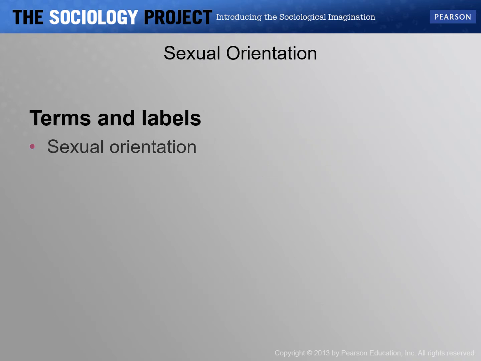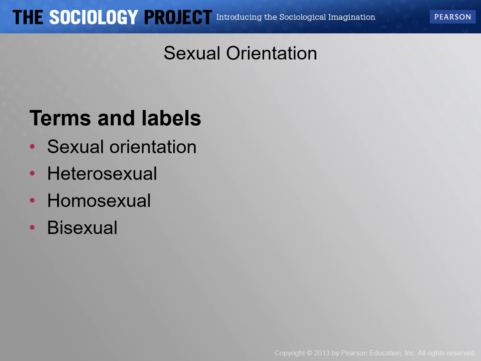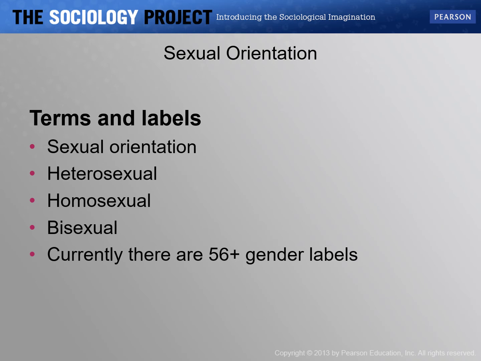Your sexual orientation can be described as your preferred type of partner, whether it's homosexual or heterosexual, which heterosexual tends to be the normative stance, or even bisexual, where the person generally prefers one type of partner, but will also be involved with another type of orientation. Currently, there are a staggering 56 plus labels that describe gender.